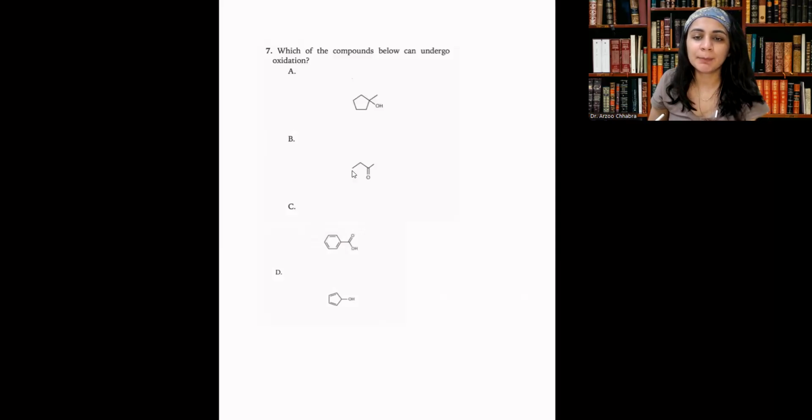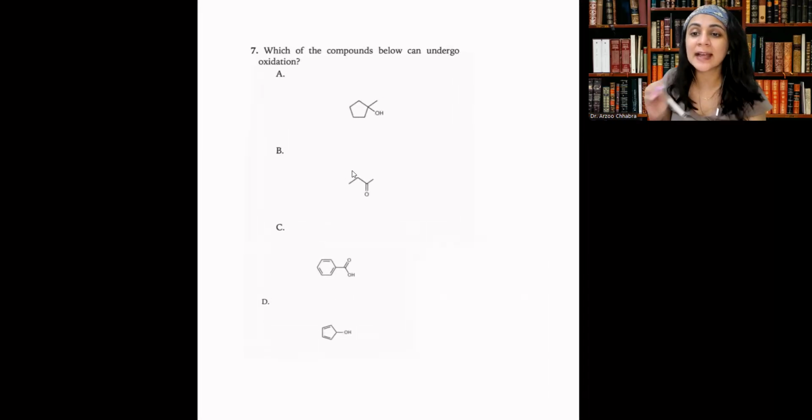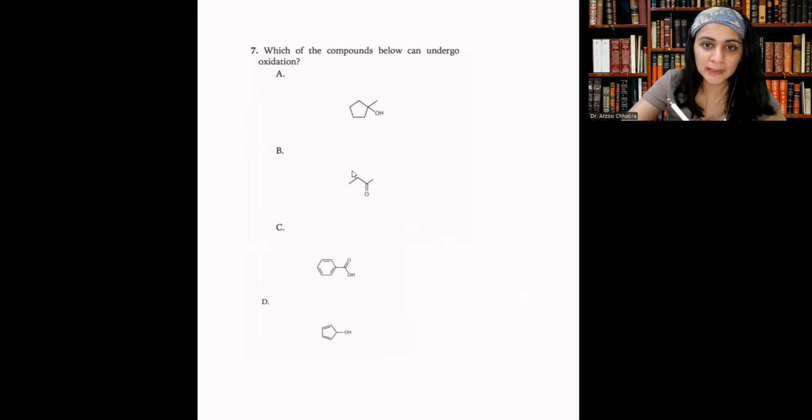Which of the following compounds below can undergo oxidation reactions? We know exactly the first problem, right? For the oxidation to occur, we really need a carbon which bears the hydroxy. We need that carbon to have a hydrogen present on it, right? But the first compound over here does not have that, so it cannot undergo oxidation.